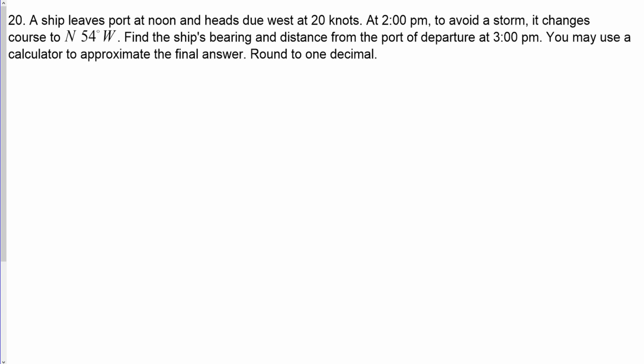Number 20. A ship leaves port at noon and heads due west at 20 knots. At 2 p.m., to avoid a storm, it changes course to north 54 degrees west. Find the ship's bearing and distance from the port of departure at 3 p.m. You may use the calculator to approximate the final answer, round to 1 decimal.